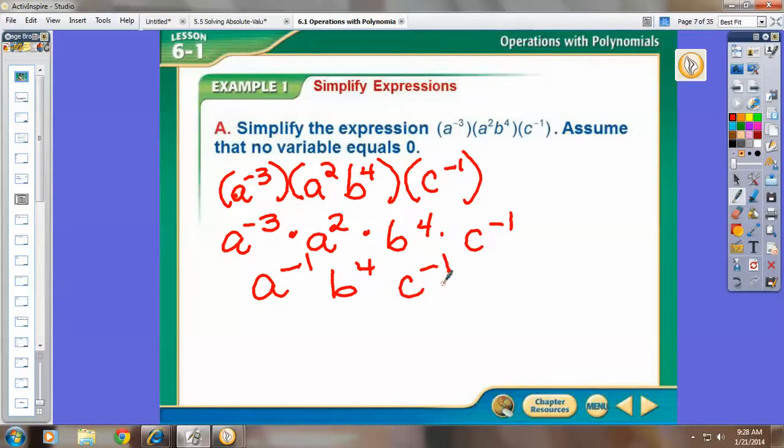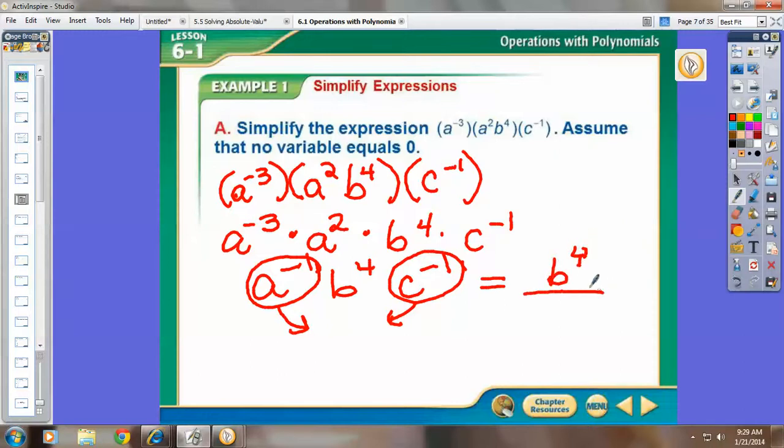I'm still not finished. We never finish a problem with a negative exponent. I have two variables with a negative exponent. So they're both going to cross the line, and then we're going to change the sign. We're going to cross the line with a to the negative 1 and c to the negative 1. So they're both going to go down to the denominator. What about b to the 4th? Does it go too? No, it's going to stay put. It's going to stay in the numerator. It does not have a negative exponent.